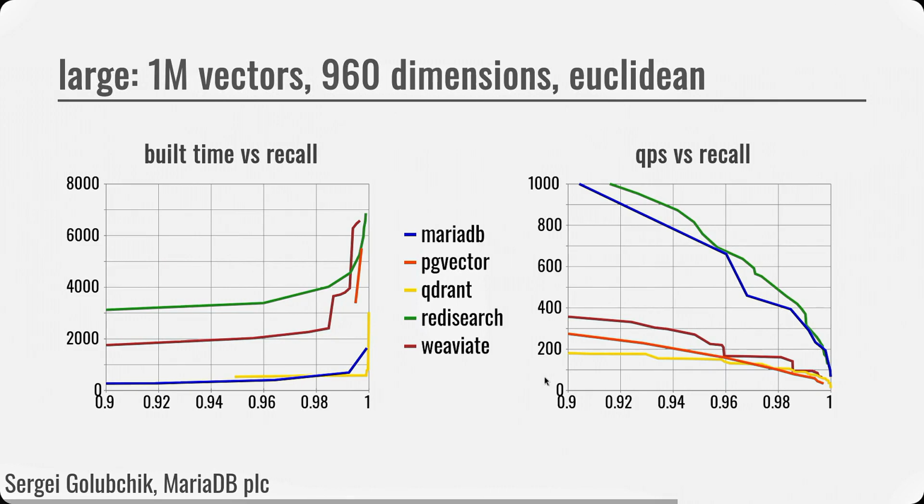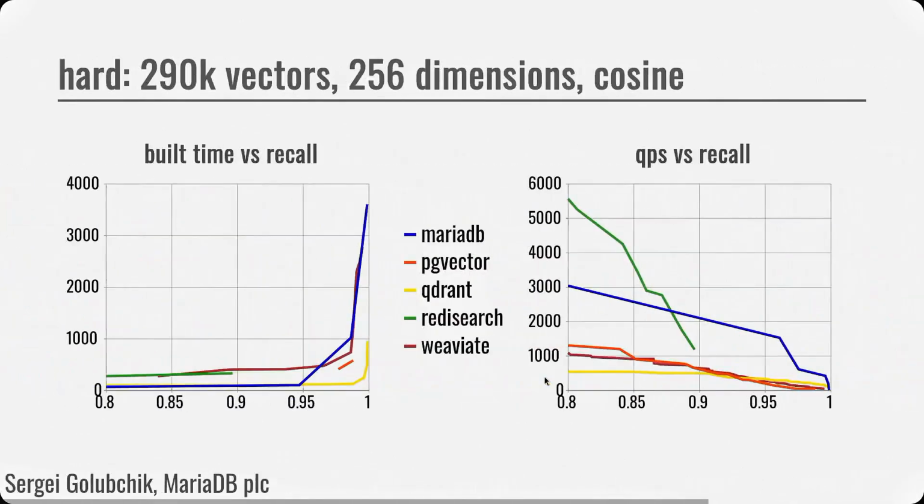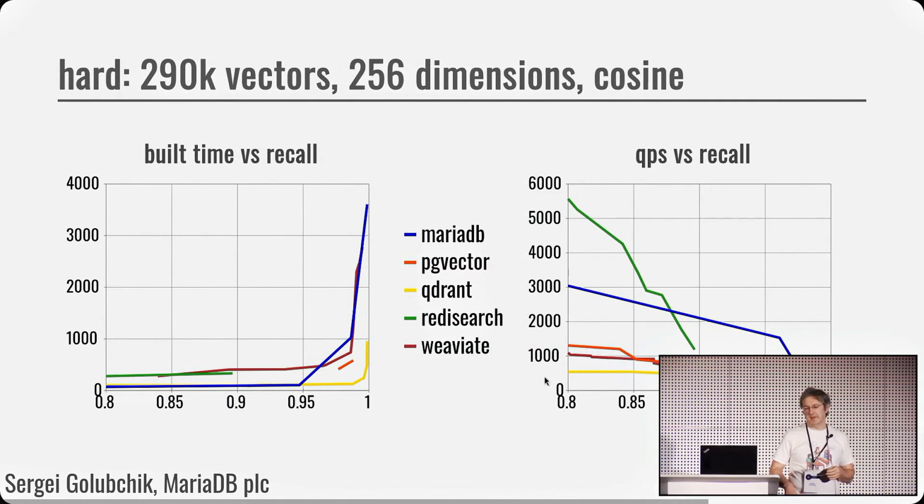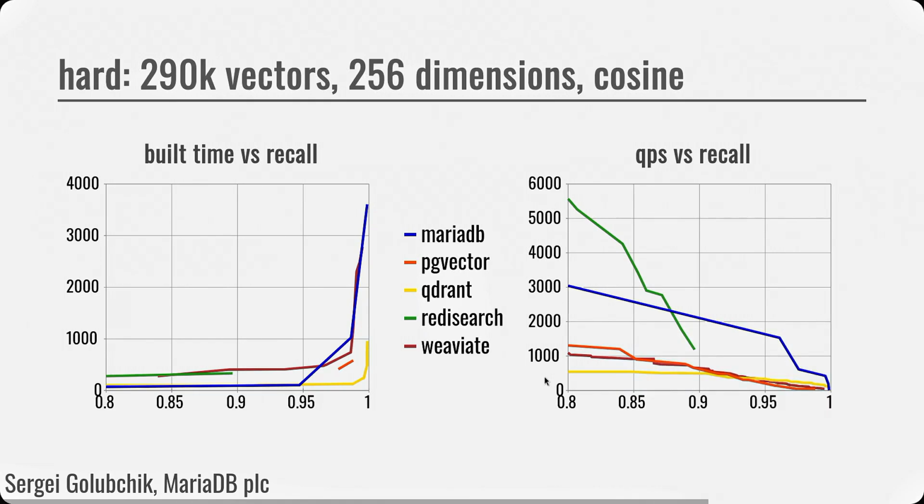And now I'll show one more data set. It's not that big, but it's hard, and it's difficult to search in. As you can see on the QPS part of the slide, Redis doesn't even reach 90% recall here. It just drops earlier and cannot reach 90%. So I would think that qualifies Redis as unusable for this particular data set. This is New York Times articles using cosine distance measure.